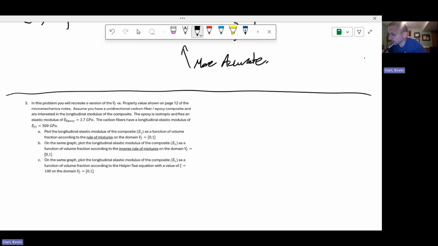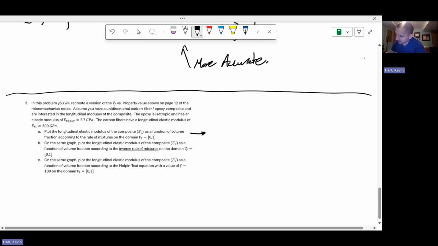Assume you have a unidirectional carbon fiber epoxy and are interested in the longitudinal modulus of the composite. The epoxy is isotropic, has an elastic modulus of 2.7 GPa. Carbon fibers have a longitudinal elastic modulus of 300 GPa. So we want to plot the longitudinal elastic modulus of the composite as a function of volume fraction according to rule of mixtures.